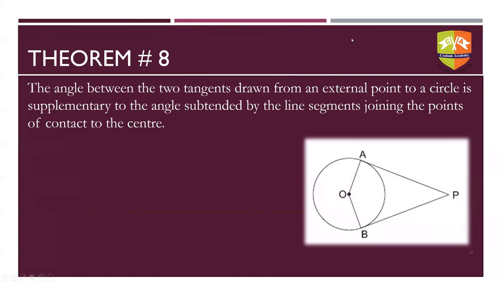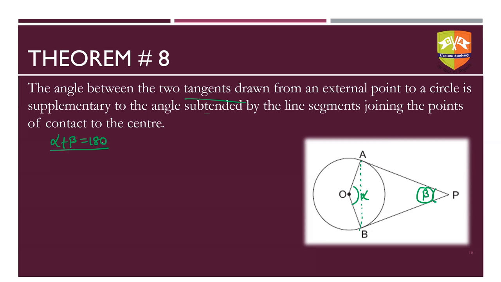Now, the angle between the two tangents from an external point to a circle is supplementary to the angle subtended by the line segments joining the point of contact to the center. What does it mean? Let us quickly prove this. It means that this alpha plus beta is 180 degrees. So prove that alpha plus beta is 180 degrees. That is what they are saying. Angle between the two tangents drawn from an external point to a circle, beta, is supplementary to the angle subtended by the line segments joining the point of contact to the center. The angle subtended by AB at O is alpha. So you have to prove that alpha plus beta is 180 degrees.